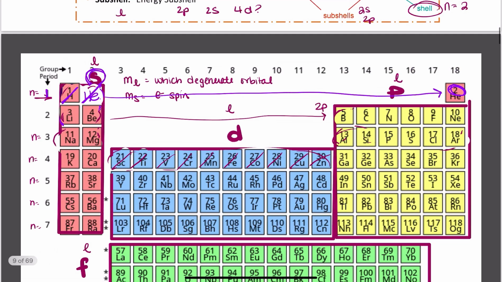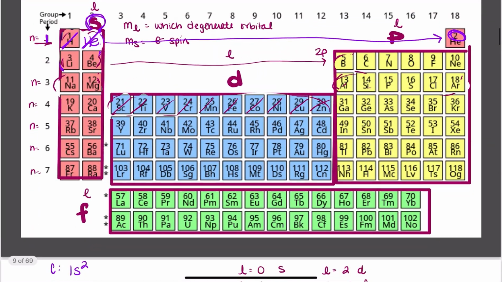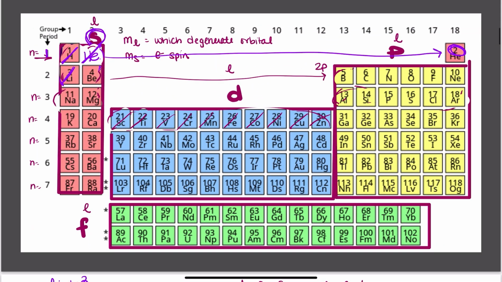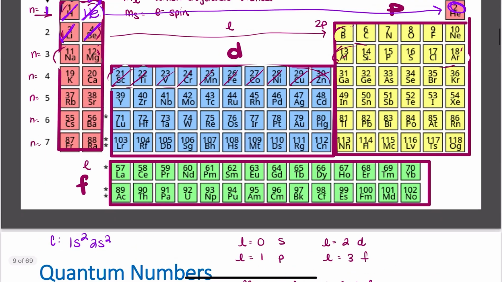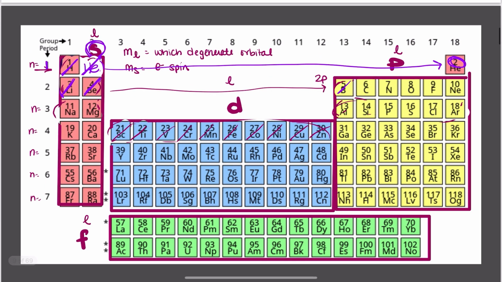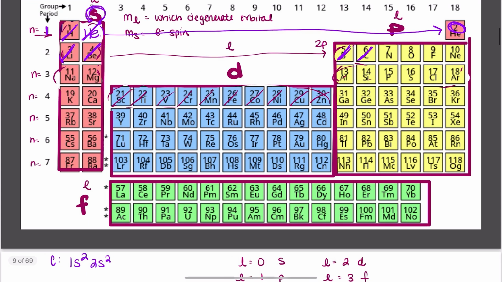Haven't hit carbon yet. Keep counting. Oops, I'm flipping too fast. 2s1, 2s2 have not hit carbon yet. Keep counting. 2p1, 2p2. We've hit carbon.